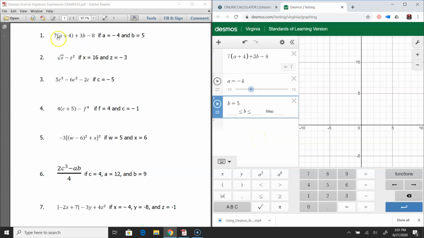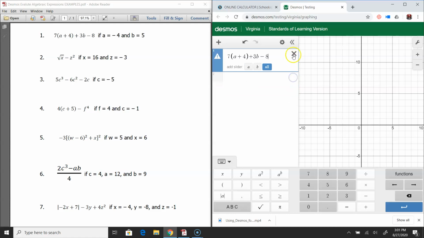So again, you're using your alphabet on your computer keyboard. I think that's going to be easier for us to enter that problem. All right, now that I'm finished with number 1, I don't want all of this stuff on my screen. So I can come up here and X all of these things out so that I can start on this problem 2. Now for problem 2, I'm doing the square root of x minus z to the second power. And I want x to be 16 and z to be -3.